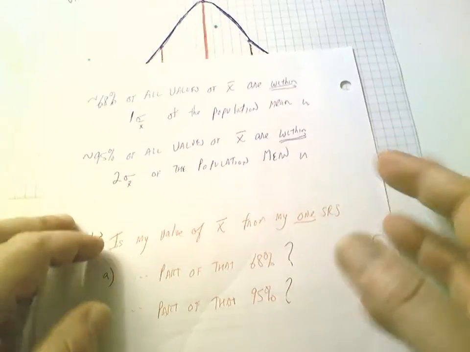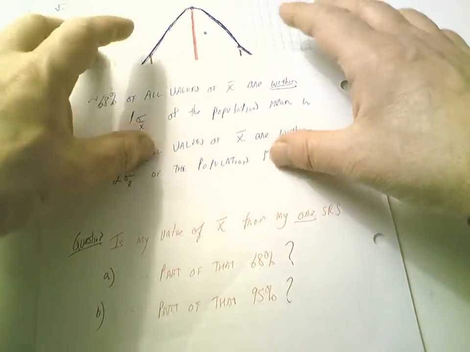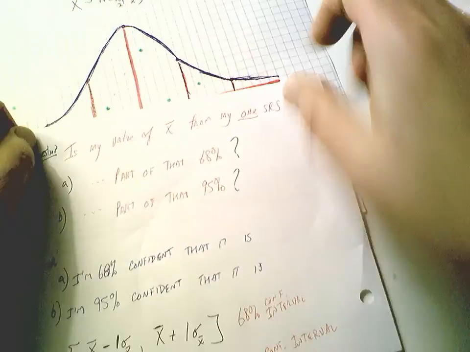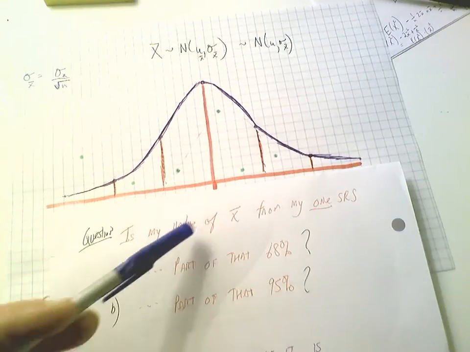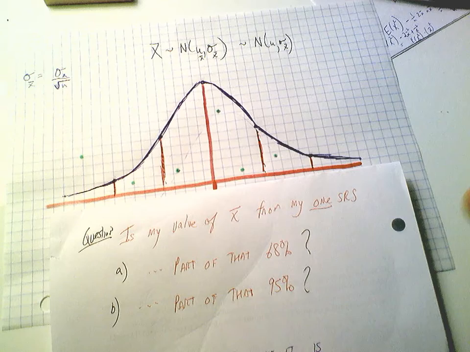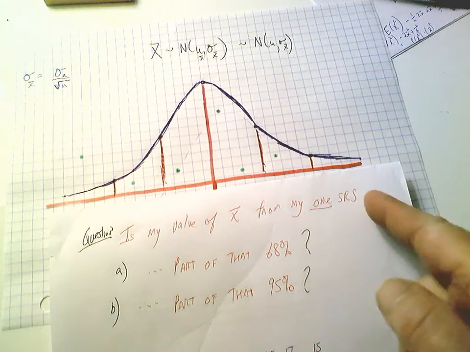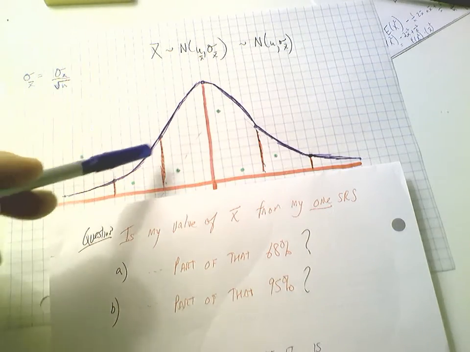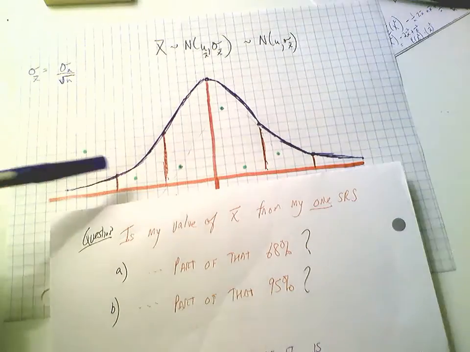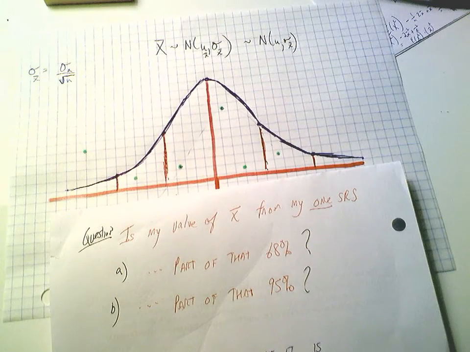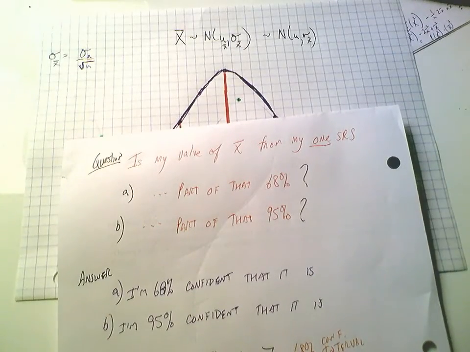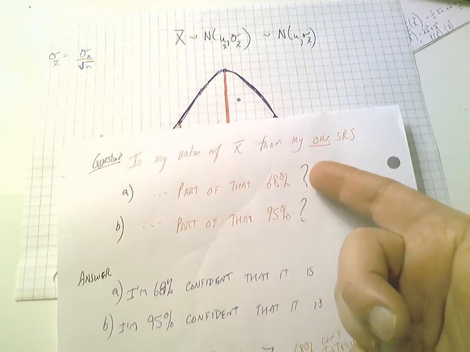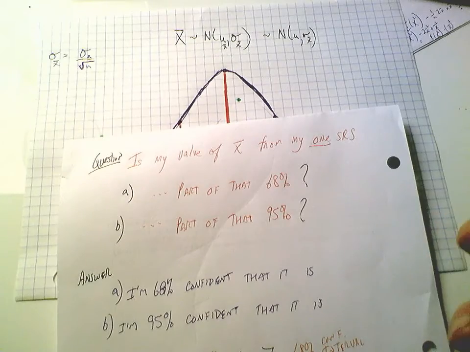Let me just kind of fold my paper up just a little bit so you can kind of still see the normal curve. Bear with me a second. So here's kind of the question I want to start asking. Is my value of X bar, I'll call it my observed value from the one SRS, the one sample that I happen to do, is it part of this 68%, if I was looking there? Is it part of the 95%? And the answer to question A is, yeah, I'm 68% confident that it is part of the 68%.